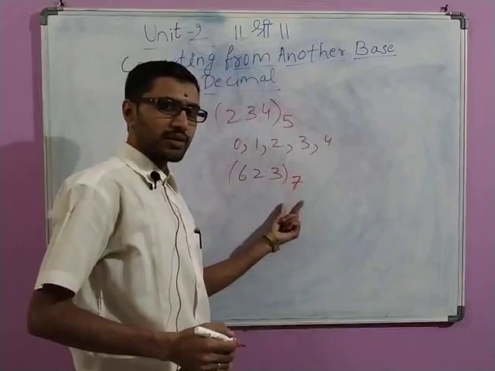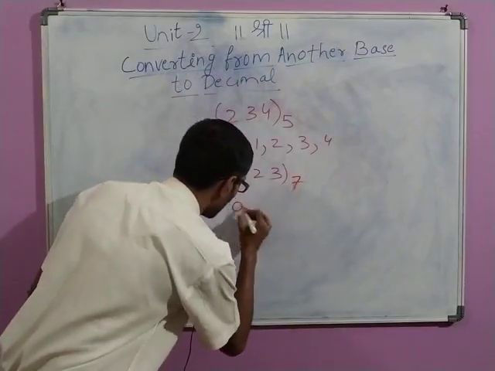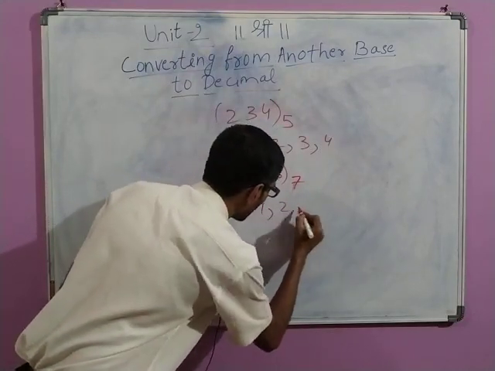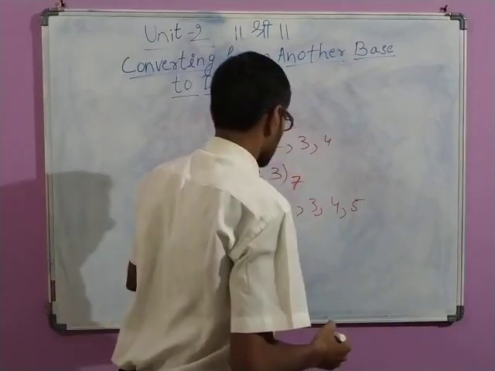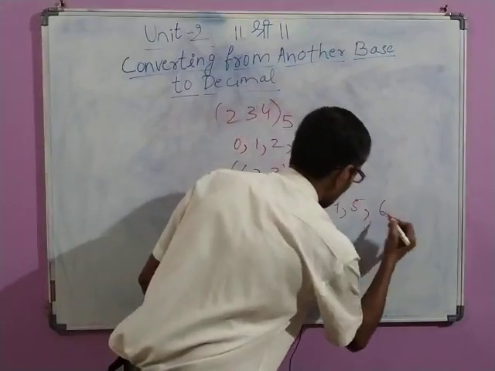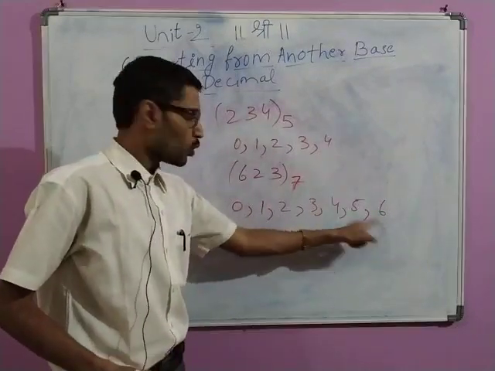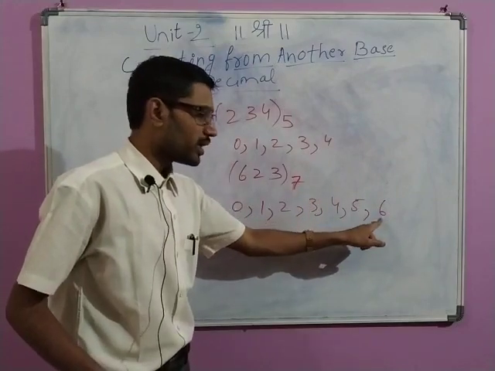Okay, if I write base 7, again I can use the same thing. The smallest digit will be 0, the largest will be 1 less than this. So I can have 0, 1, 2, 3, 4, 5 and 6. So the smallest digit is 0 and the largest digit is 1 less than the base. The base is 7 here, so the largest digit should be 6.